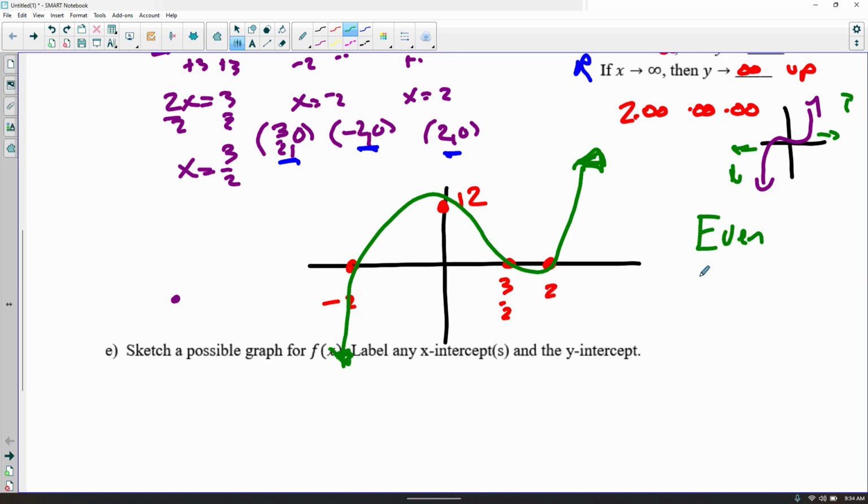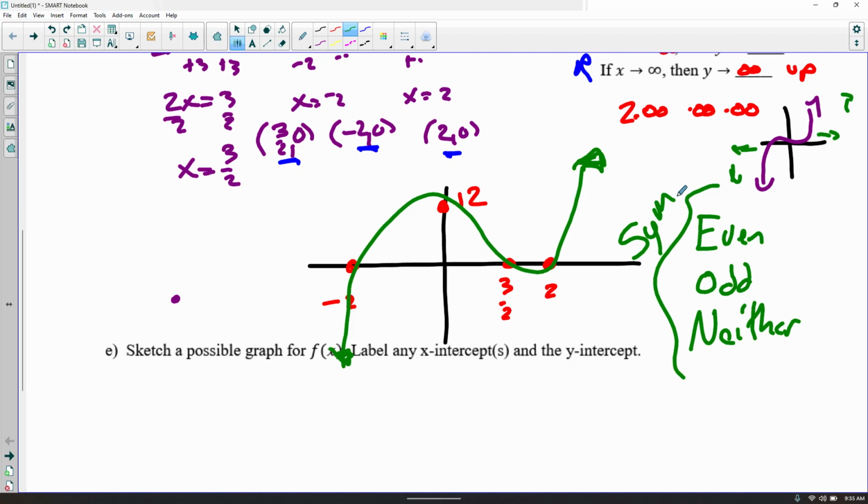Then we're going to talk about this. Is it an even function? Is it an odd function? Or is it a neither function? Remember, what does even, odd, and neither mean? What are we looking for? Symmetry. Is there any symmetry with this? No, there's no symmetry. So this would make this a neither.